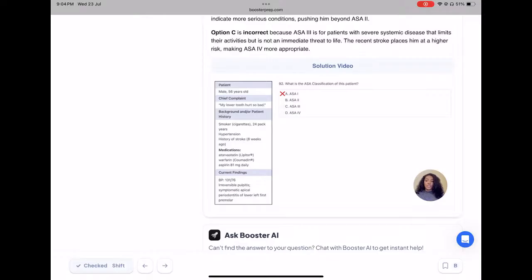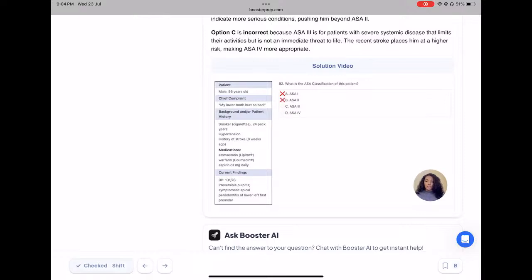Option B reads ASA2. So this classification is for patients with a mild systemic disease that doesn't cause any functional limitations. So that could include controlled diabetes and hypertension, obesity, and mild lung disease. This also includes pregnancy, smoking, and social drinking. But this patient has had a stroke, so this is incorrect.